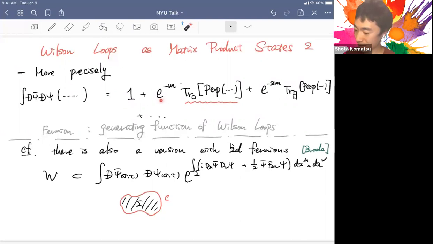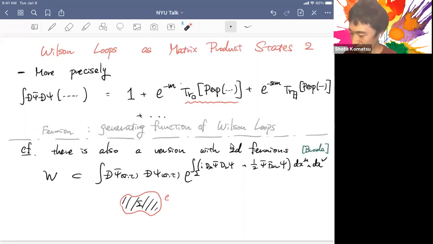And at the next leading order, you get e to the minus m times the Wilson loop, where the trace is taken over the fundamental representation of the gauge group. So this is what people normally call the Wilson loop. And if you further expand, then at the next leading order, you get e to the minus 2m times the Wilson loop, where the trace is taken over a rank 2 antisymmetric representation. This is not necessarily something people often talk about, but this is also a generalization of the Wilson loop. So you can see that this one-dimensional fermion is a generating function of all the Wilson loops.